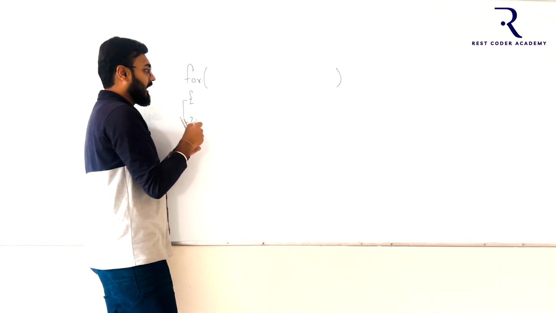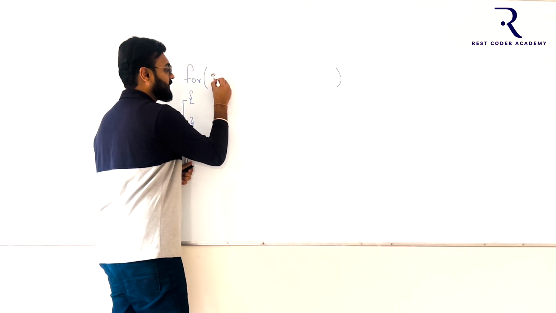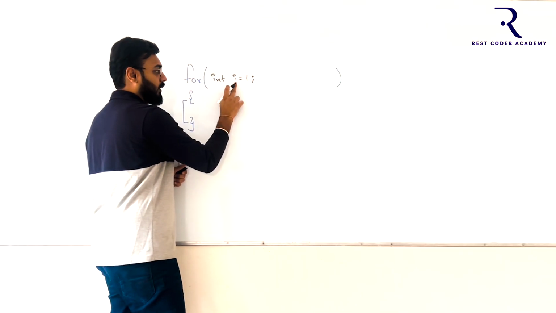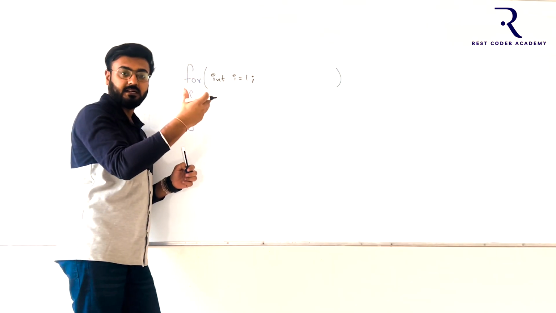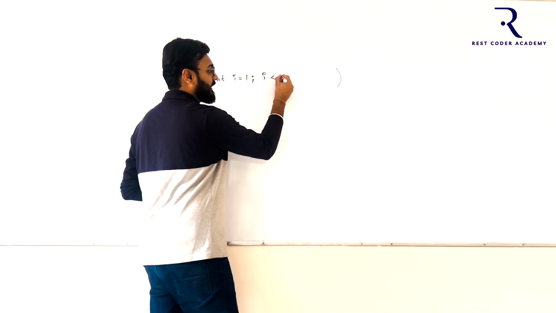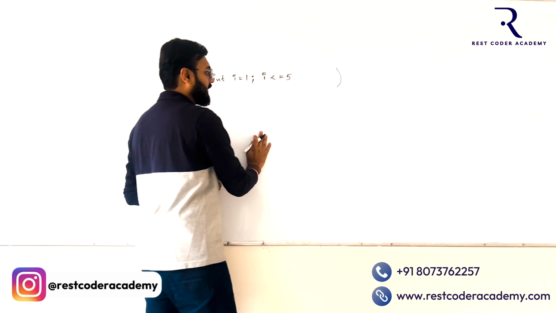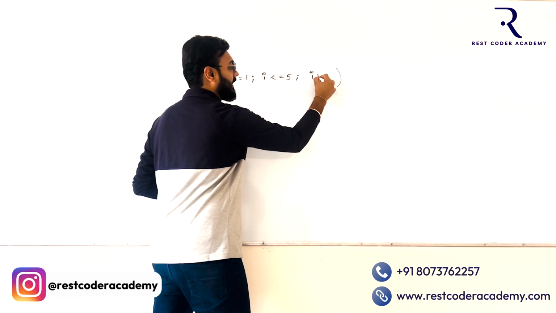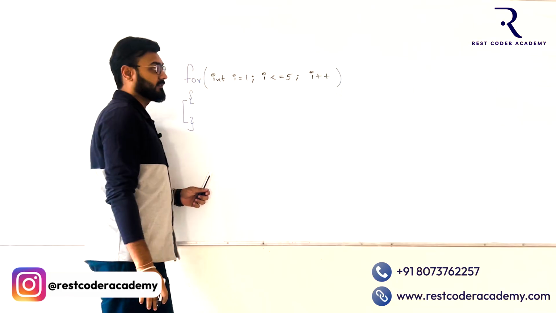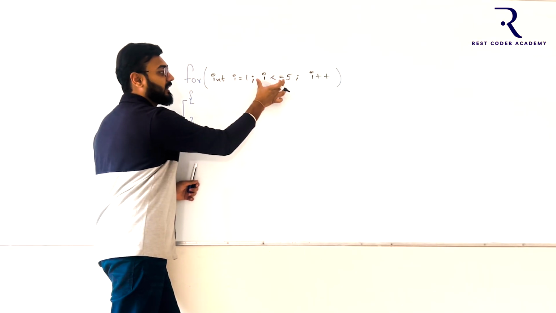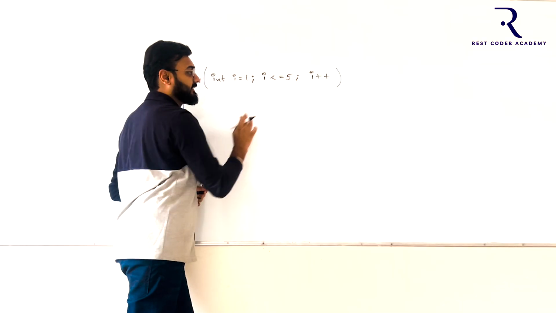Firstly, I will start with the initialization: int i equals 1. I am starting from 1. Until when do I have to repeat? Until I reach 5, so until the i value is less than or equal to 5. And from 1 to 5, gradually I have to increment by 1, so I will write it as i++. Basically, we are giving the initialization part, the condition, and then the updation here.